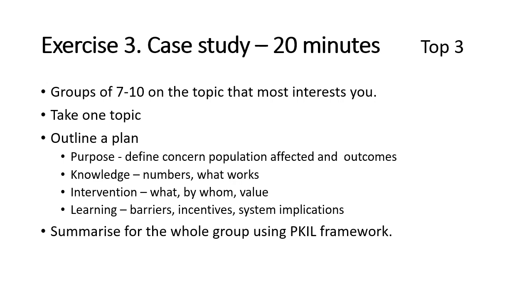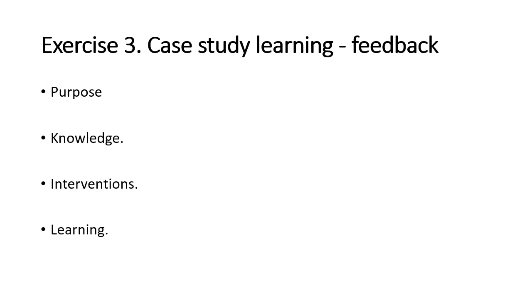Now, exercise 3. We would like you to take one example and work through it using the population health management cycle. So for your topic, you will need to clarify the purpose and the population, identify the information you require, both evidence and local data, plan what needs to be done, by whom, and finally, think about the barriers and incentives you need to consider before starting. Here is the framework for feedback.